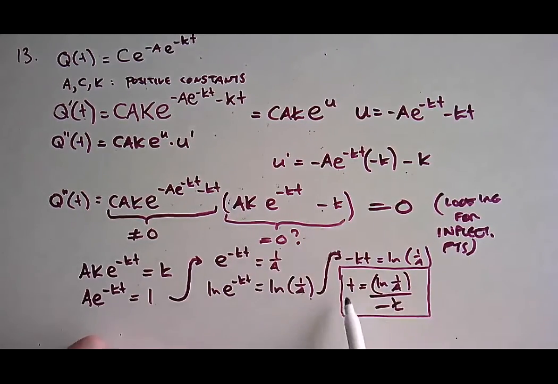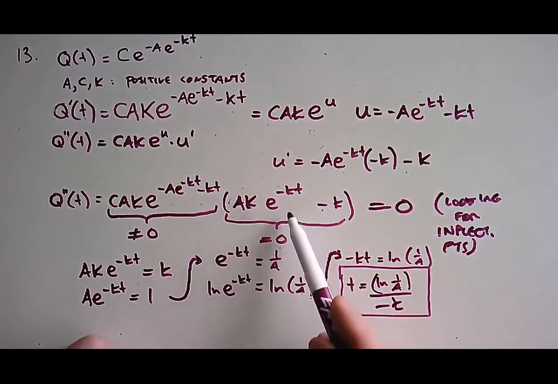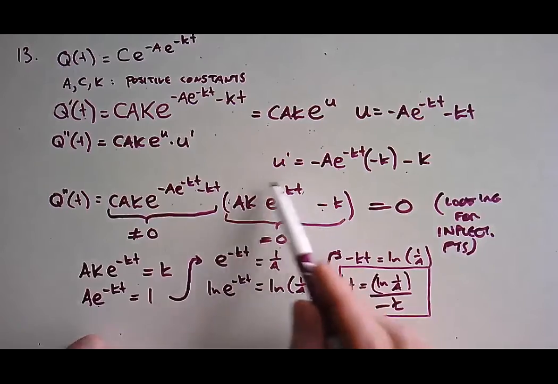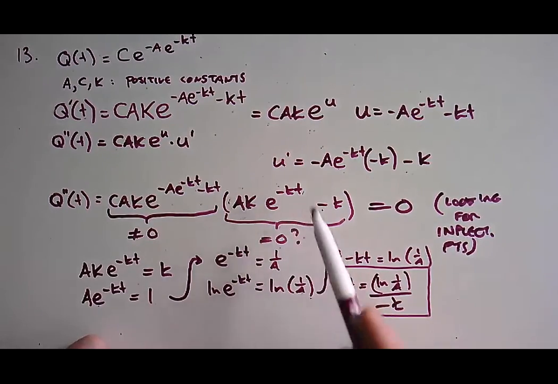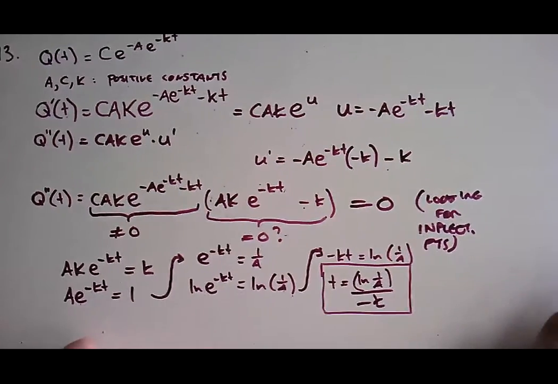Whereas if we take the value of t a little bit smaller, because it's an exponential decay curve, this expression will be a little bit larger, and ak e to the negative kt will be slightly more than k, giving this entire factor a positive sign. So we will have a change in concavity. This is the inflection point, and here's your answer to part B.